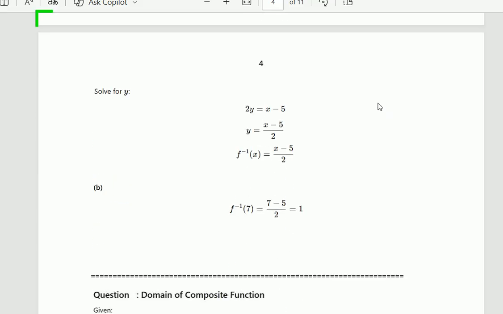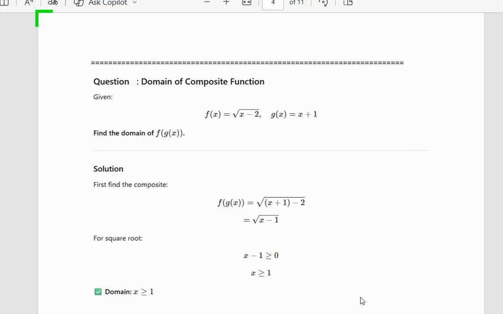After that, we make y the subject. You can see that y equals x minus 5. We know that y equals f of x, and when we find the value of y, we get f inverse of x. So f inverse of x is equal to x minus 5. In order to find the value of f inverse of 7, we put x equal to 7, we get f inverse of 7 equal to 2.